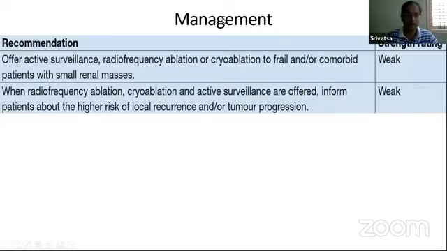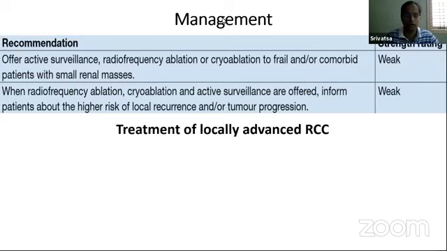Coming to the recommendations on management of early RCC, offer active surveillance, radiofrequency ablation or cryoablation to frail and or comorbid patients with small renal masses. Amongst these three, active surveillance is now taking a lead role, with even patients who are apparently fit for surgery being offered active surveillance in select indications. When radiofrequency ablation, cryoablation and active surveillance are offered, it is mandatory for us to inform patients about higher risk of local recurrence and or tumor progression.